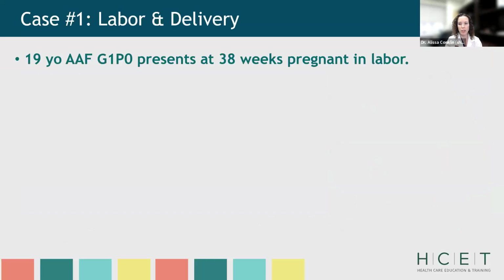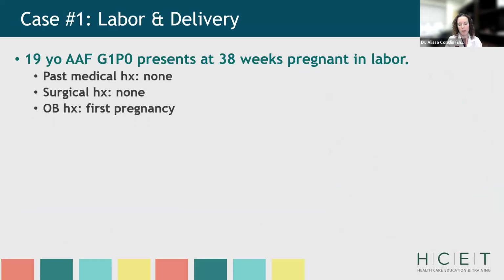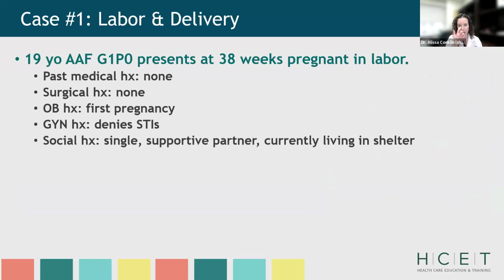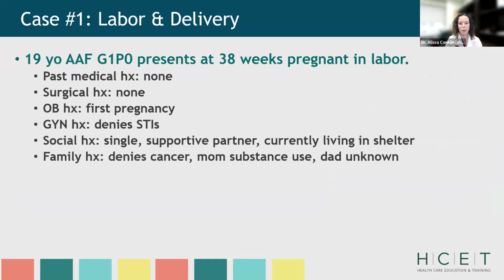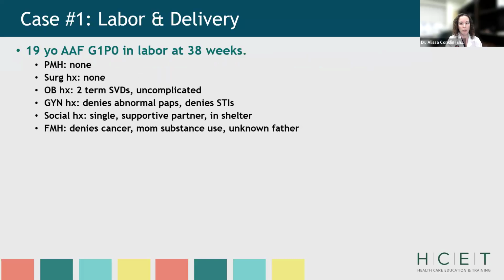So our first patient is a 19-year-old African-American woman presenting in labor at 38 weeks with her first baby. You review her history. She has no medical problems. She's not had any surgeries. This is her first baby. She denies any history of sexually transmitted infections. Her partner is with her and supportive, and she is currently living unhoused. And her mom has ongoing struggles with substance use. So you have her history here.